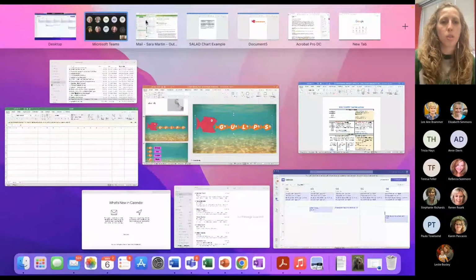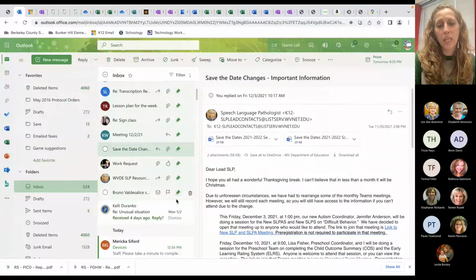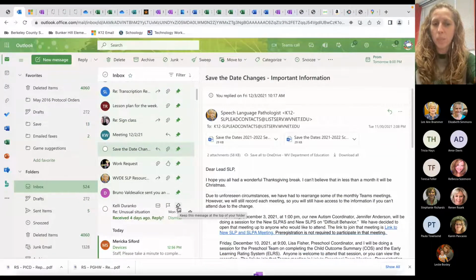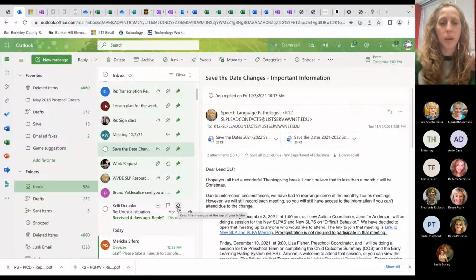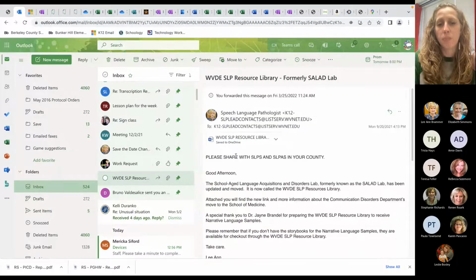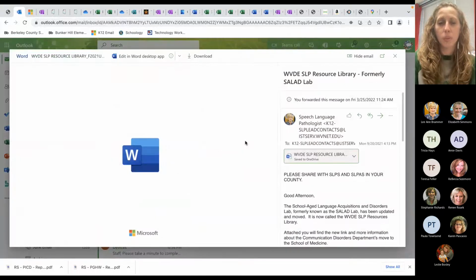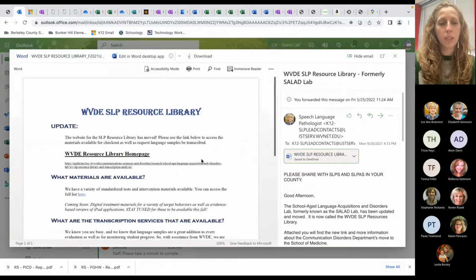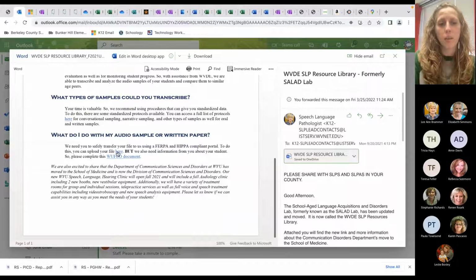So you will go to, if you don't know how to pin, if you just push this little pin button, it will stick the email so it always stays up at the top, or you could save it somewhere, but I like that it's at the top. Leanne's email saved, and I open the resource library email, and then in here, there's a place for you to upload your file.